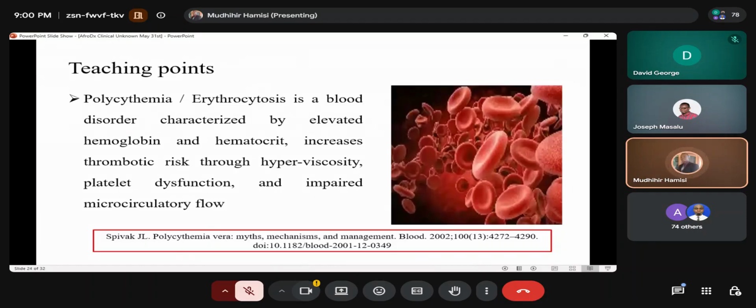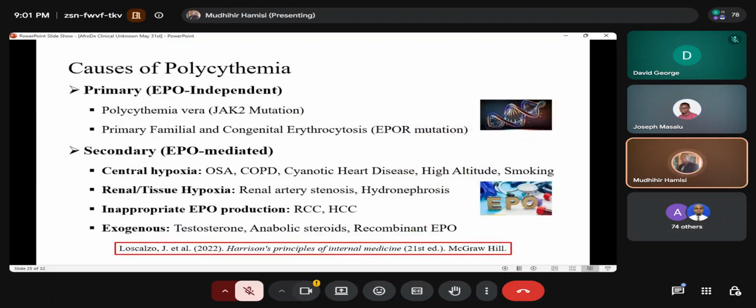So I have a few teaching points. I will rush quickly, then Dr. Joseph will come to have a reflection. So as has been said, polycythemia or erythrocytosis is the blood disorder characterized by elevated hemoglobin and hematocrit. It increases the thrombotic risk through hyperviscosity, platelet dysfunction, and impaired microcirculatory flow. It can be caused by primary or secondary causes, and we have a number of causes in the primary and also the secondary. But the one which we are highly thinking of in this patient is smoking.